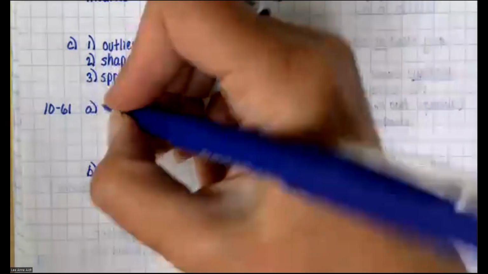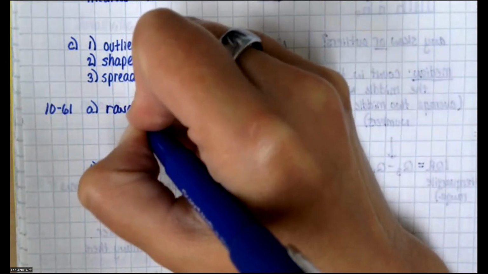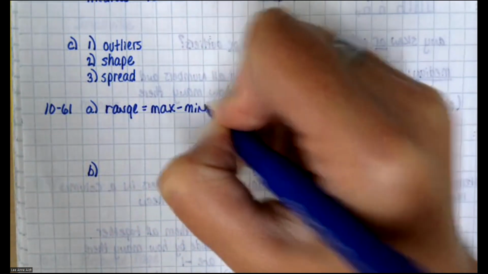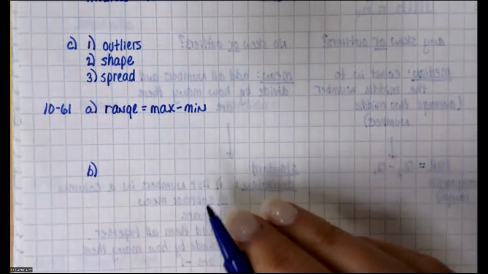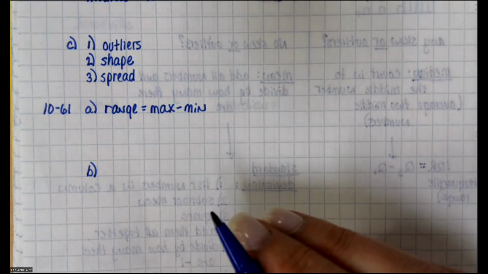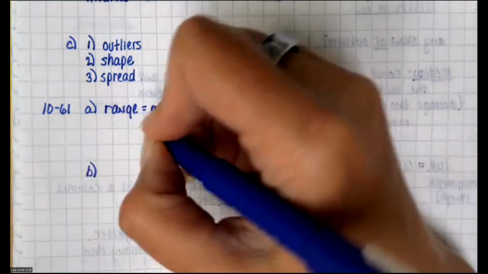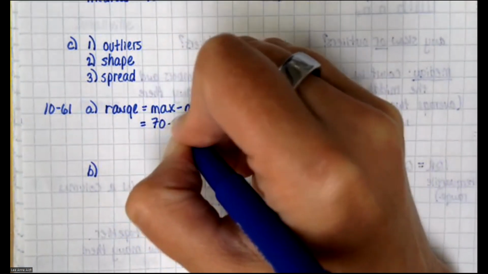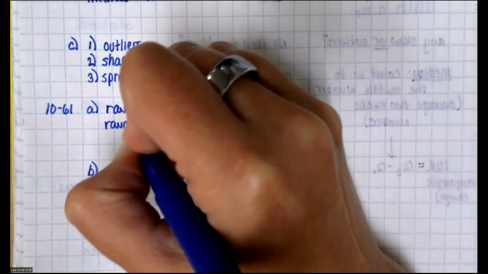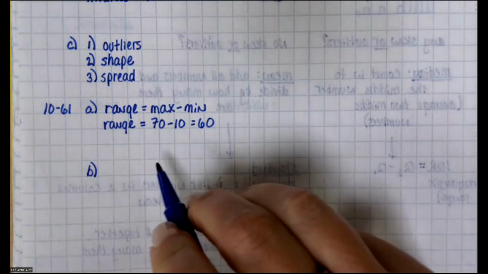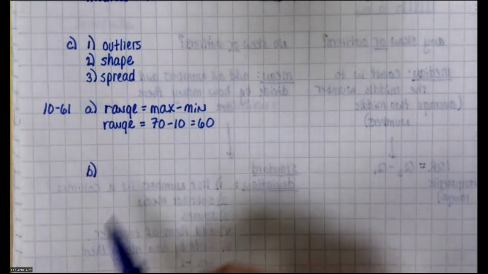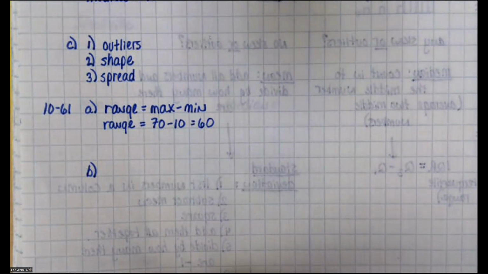Okay, so range equals max minus the min. We only have to calculate it once because both of the sugar data sets have the same max and min. They both have 70 and 10, right? 70 and 10. Did I get it right? Okay, now why is this not super useful? Why is range not super useful?